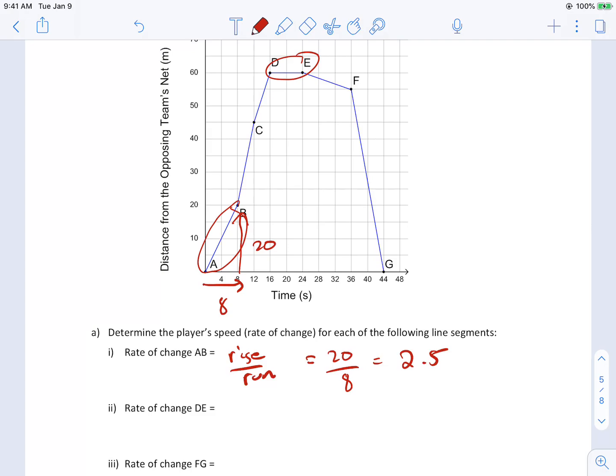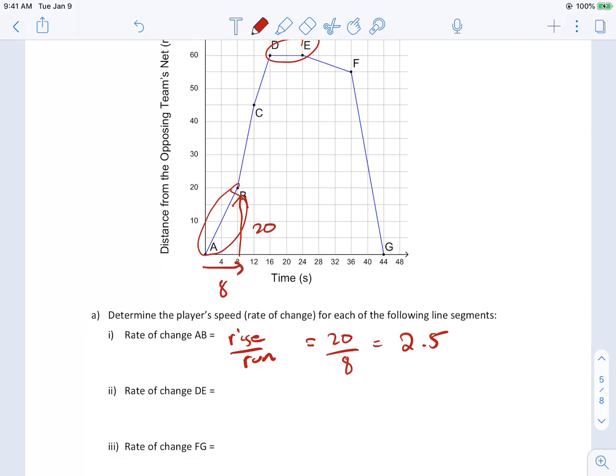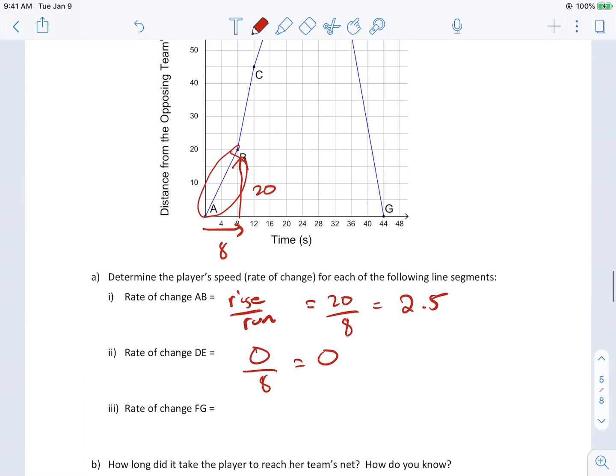For DE, what's my rise? Well, I didn't go up at all, so it was 0. And how far did I go over? Well, I still went over 8 seconds. That's going to be 0. That makes sense because it is flat.